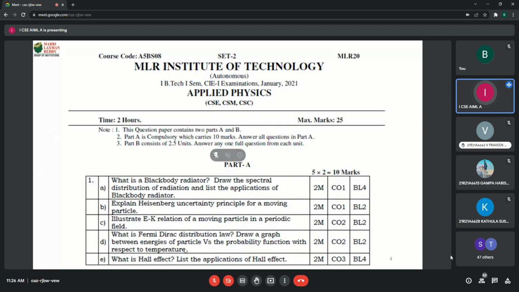The statement you write is the Fermi-Dirac law: f(E) = 1 / (e^((E - EF)/kBT) + 1). Write the formula, then directly plot that graph. That's all. Since it has been given under the short answer questions, whatever was asked, that you write.